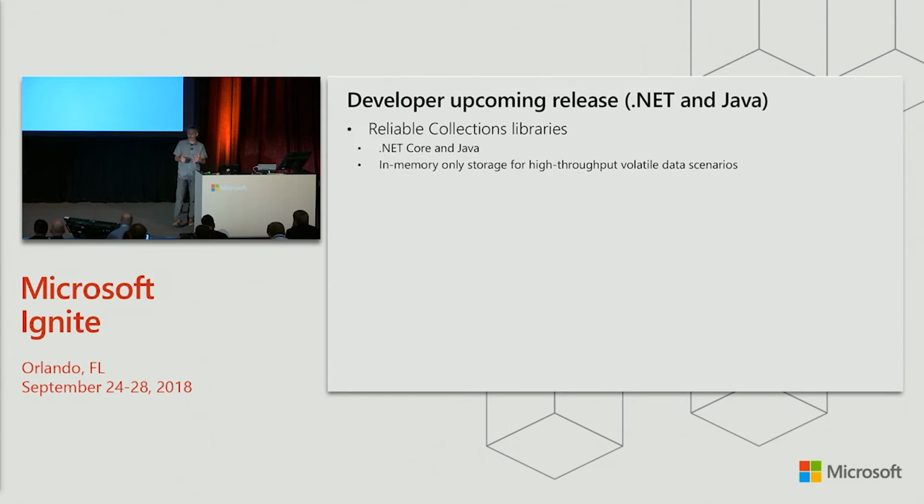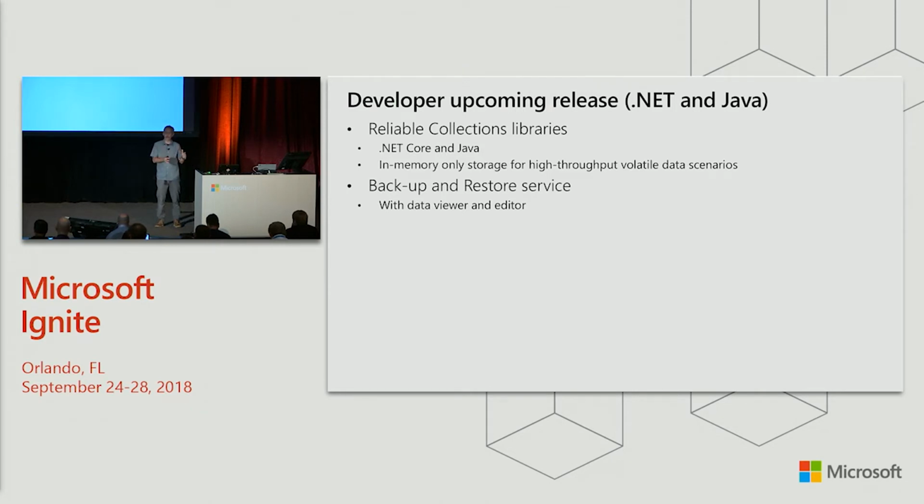So that's the roadmap. In terms of the upcoming release, in our release that's coming up, you'll have the reliable collection of libraries running for .NET Core and Java. Not only will they persist state locally, but they will also have in-memory versions of them to give you higher throughput for those sort of volatile scenarios. We're releasing our backup and restore service. This has been in preview for a while now.